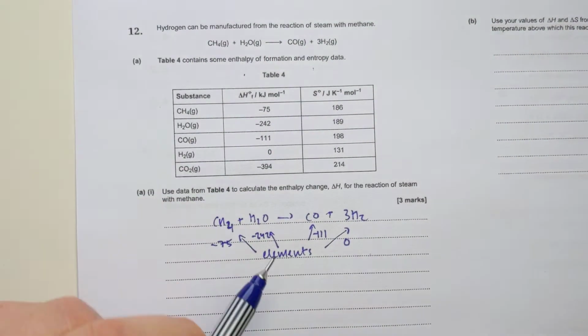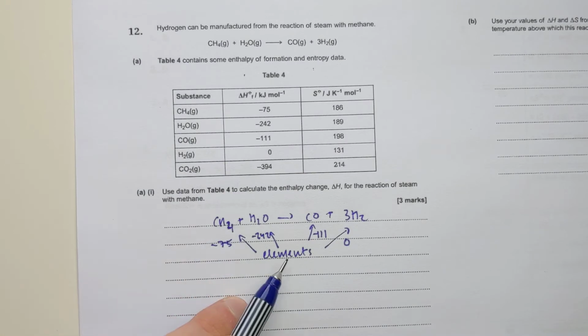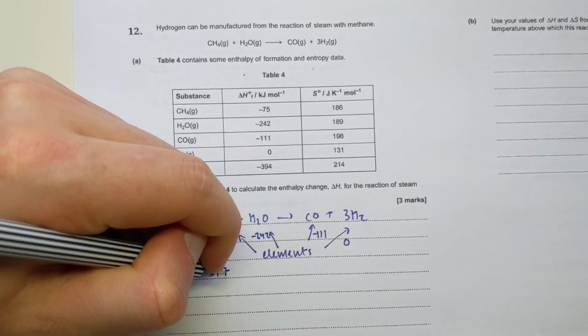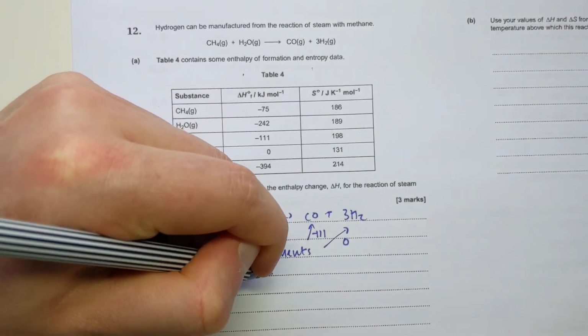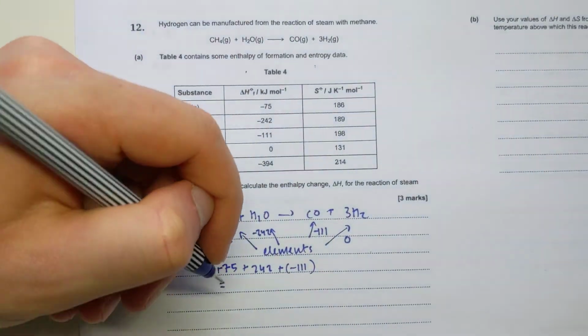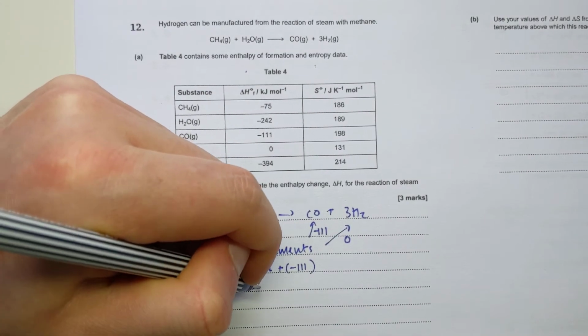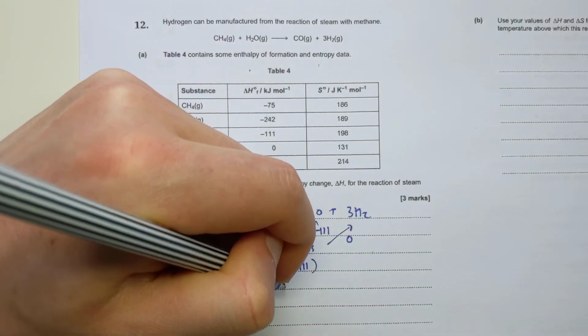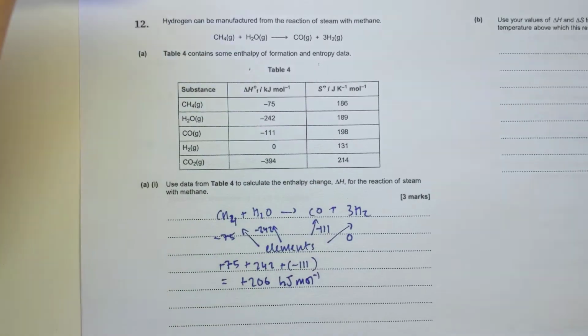So to get my cycle to work, I have to flip these left-hand arrows to go down first, then up. So it's going to be plus 75, plus 242, plus minus 111, keeping that sign the same. And that will get me a value of plus 206 kilojoules per mole.